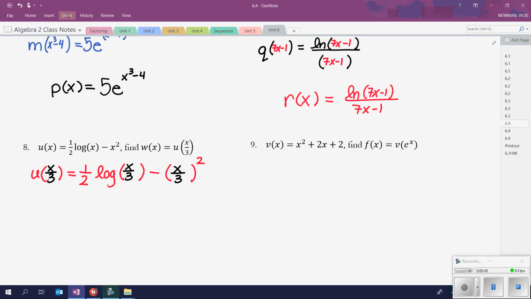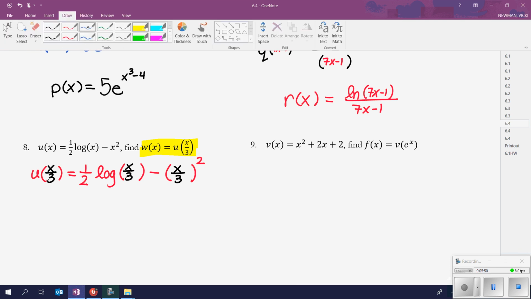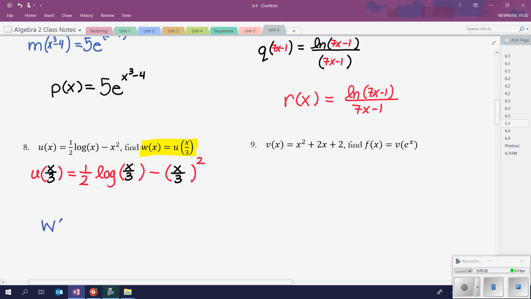And it wants you to write your answer as w of x. So, directions are important. W of x is equal to 1/2 log parentheses x over 3 minus, and you could square this, so x squared over 9.